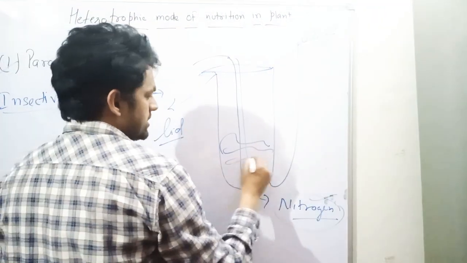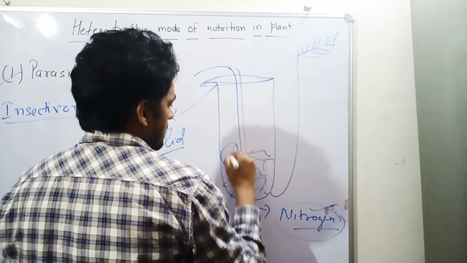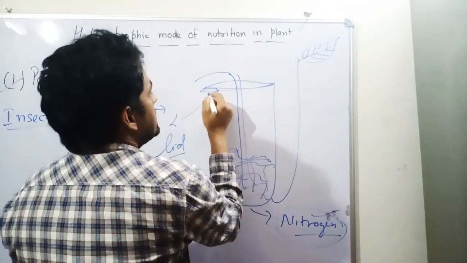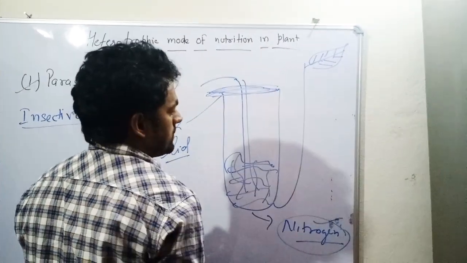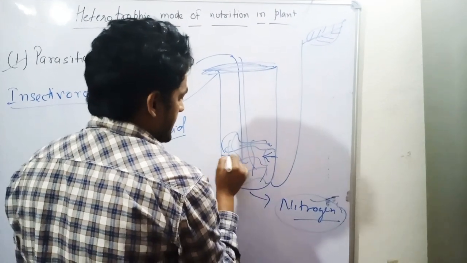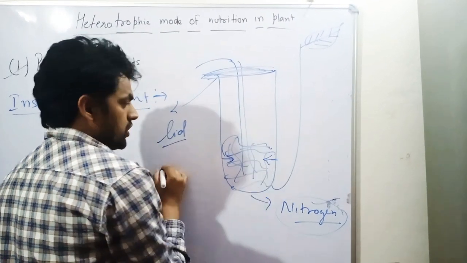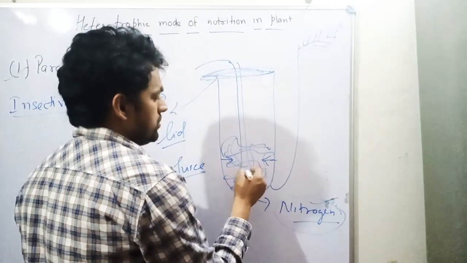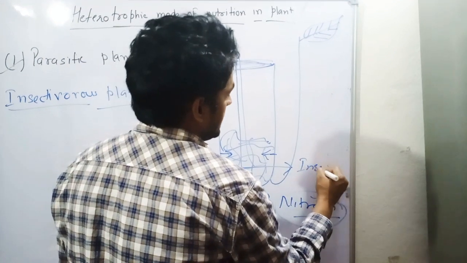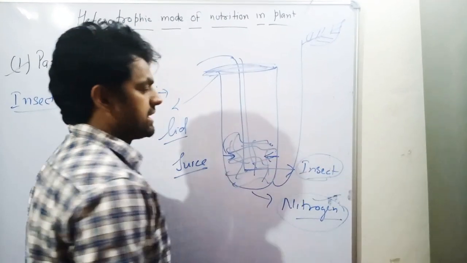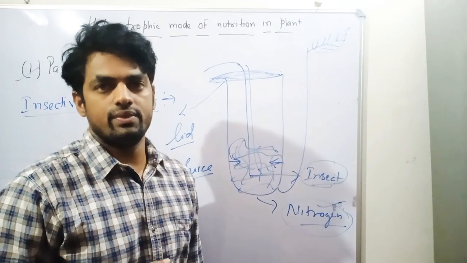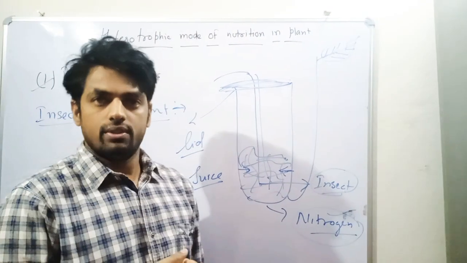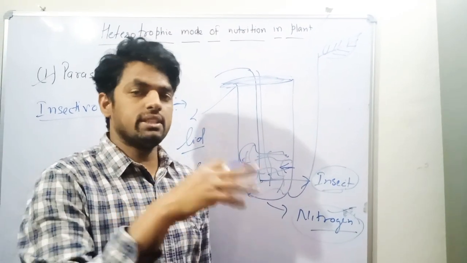There are some thread-like structures which trap the insect. As the insect falls down, this lid is closed, and the pitcher plant gives out some toxic juice which kills that insect. The insect is killed here, and from that insect they get their food. That kind of plant is known as an insectivorous plant. Okay, and two more plants we will discuss in the next video.